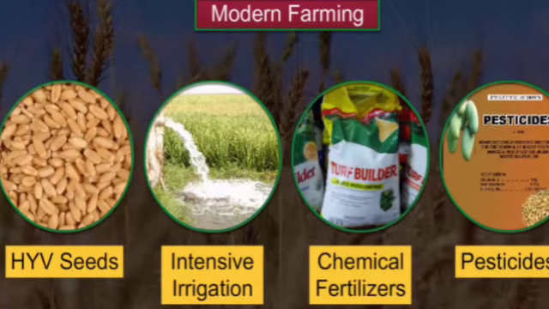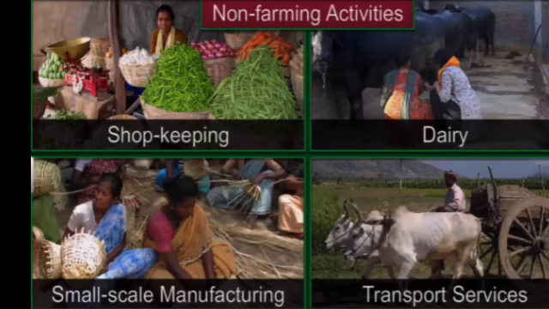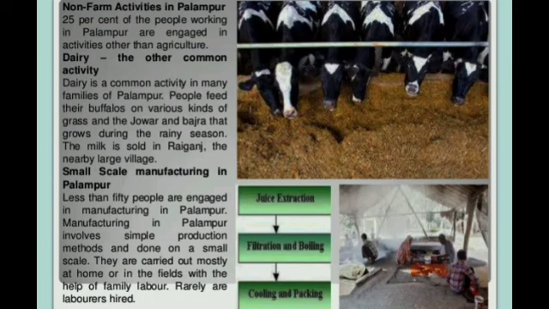So far, we have learned about farming being the main production activity in Palampur and most of the villages in India. However, one fourth, that is 25% of the population of Palampur, is engaged in non-farm activities as well. Non-farming activities are those activities which are not part of agriculture or farming. So the non-farming activities include shopkeeping, small scale manufacturing, dairy and transport. Let us study more about them in detail.